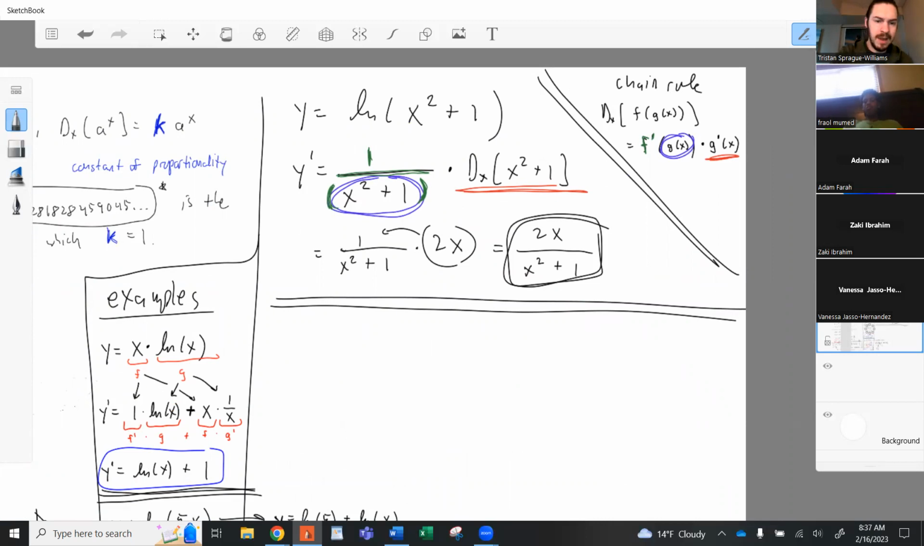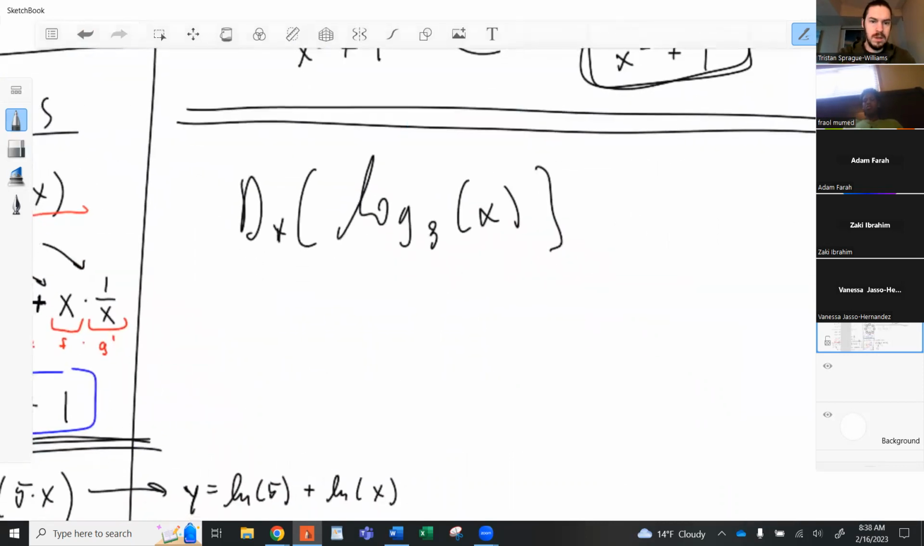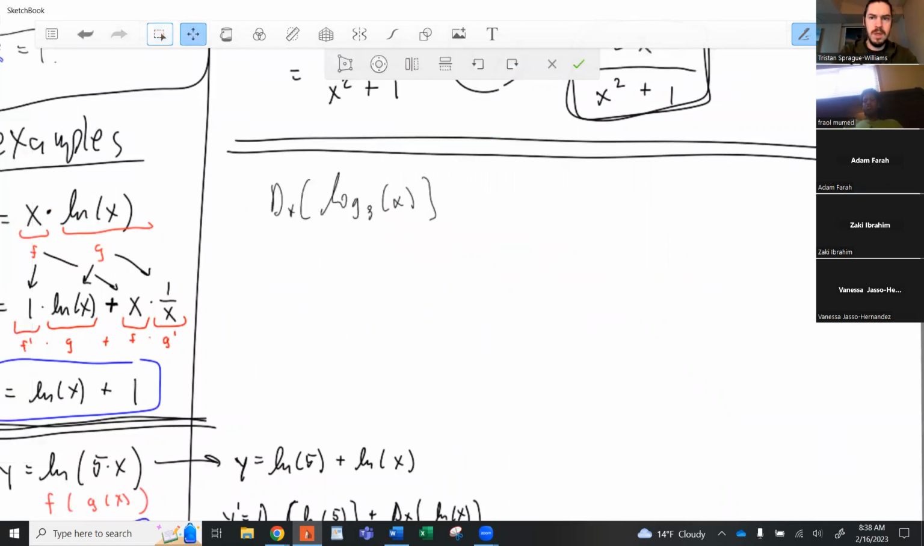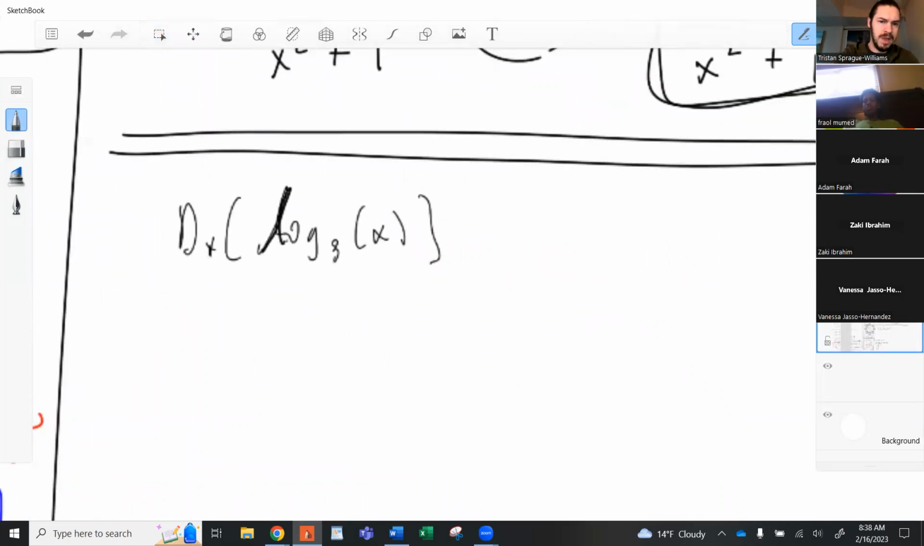Okay, so the question remains, what are we going to do with something like log base 3 of x? Let's address that question. How do we differentiate something like log base something else? Actually, log base 3 is very uncommon. Log base 10 might be a more common example. That is what we call a common logarithm. It's used in a lot of sciences.